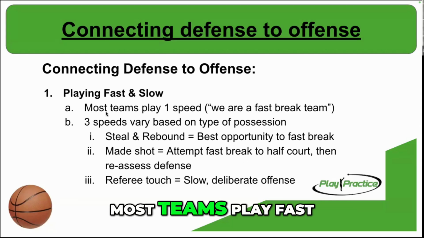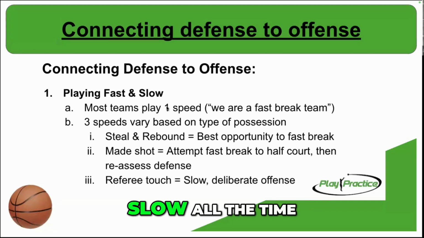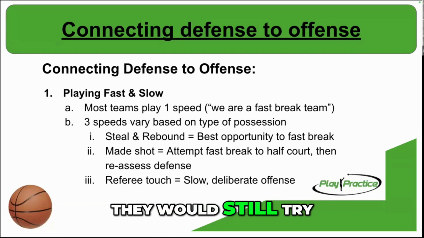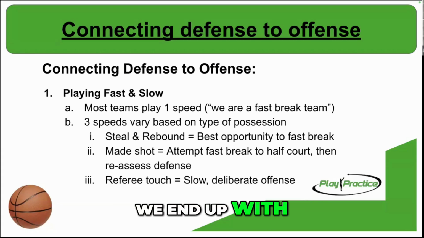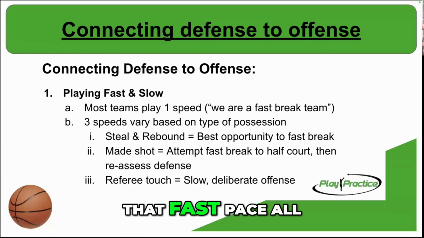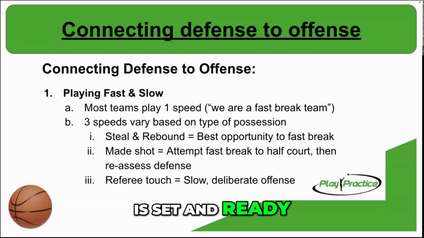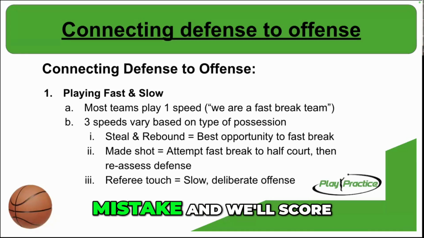So most teams play fast all the time or slow all the time, right? We are a fast break team. So if the ball had to go out of bounds and a referee had to check it in, they're going to fast break. If it's a rebound or a steal, they would also fast break. If it was a made shot that went through the basket, they would still try to fast break. And really, we end up with a lot higher errors if we do that fast pace all the time, right? We're pushing the pace regardless of what the situation is. Sometimes the defense is set and ready for us, and we just blow up and run into 2 guys and lose the ball. Sometimes they'll make a mistake and we'll score.